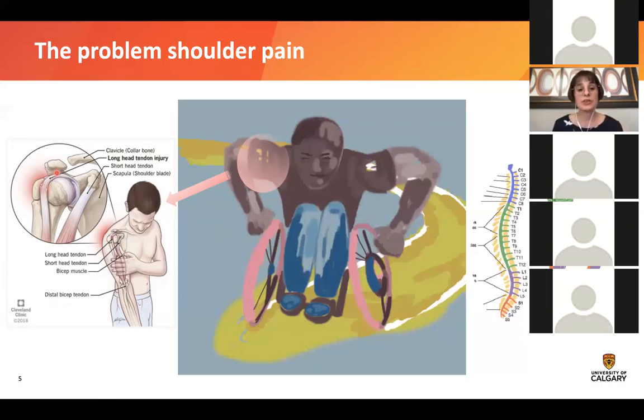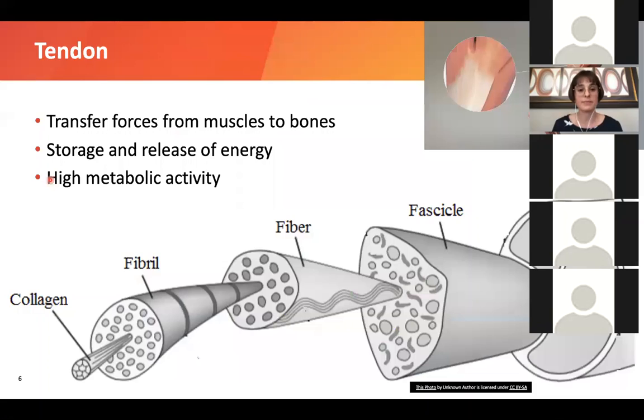And once these persons have pain, they cannot just rest like we would be able to do. They have to, or they will be immediately isolated from their family. They may not be able to go outside again because they cannot use their wheelchair for mobility. And this is why we really want to prevent injury and pain in this population. And if we want to do that, we have to have a closer look at these tendons.